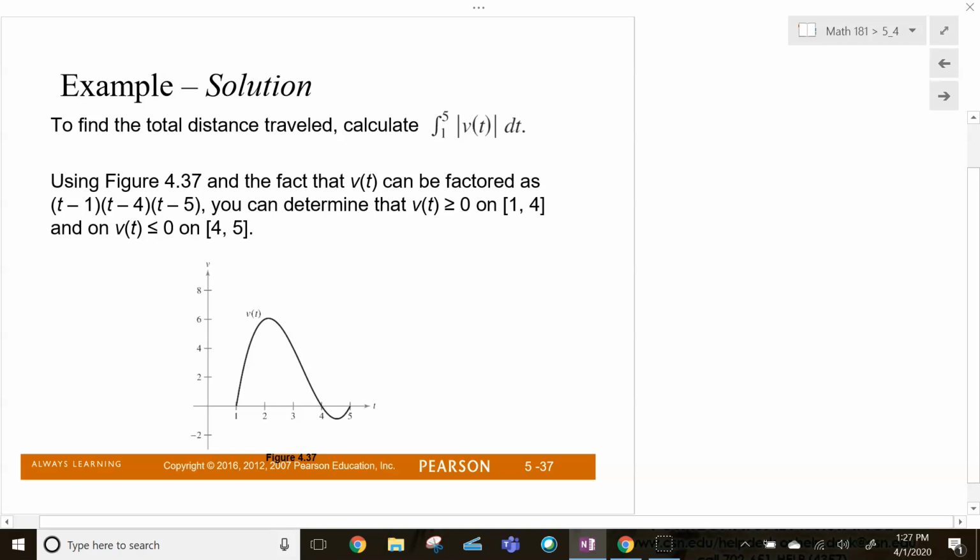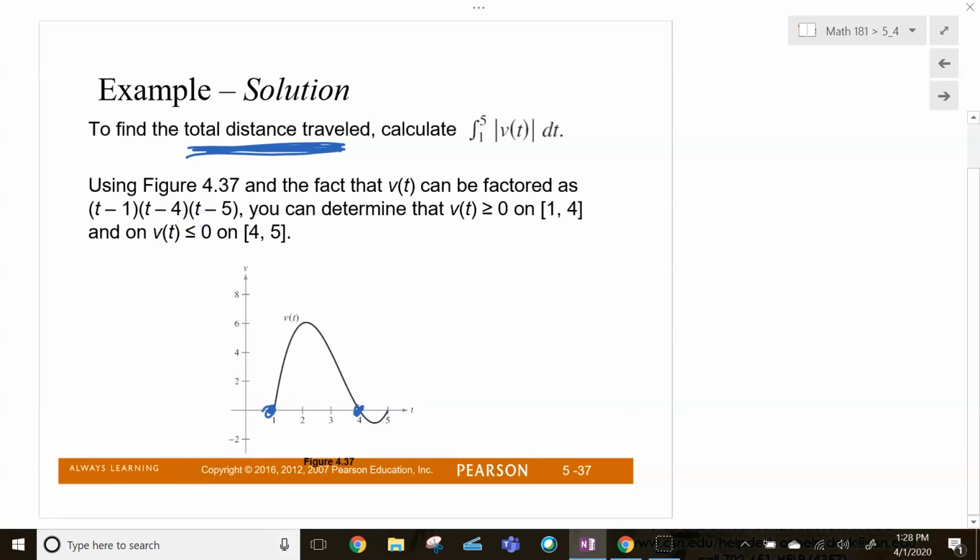And sure enough, it went to the right and then it went to the left. Okay. Now, for total distance, the first thing you want to think about is, for this function, where are your zeros? When does the velocity hit zero, when does it stop and potentially move in the other direction? So you get your zeros, you factor it: t minus 1, t minus 4, t minus 5. So it hits at 1, 4, and 5.